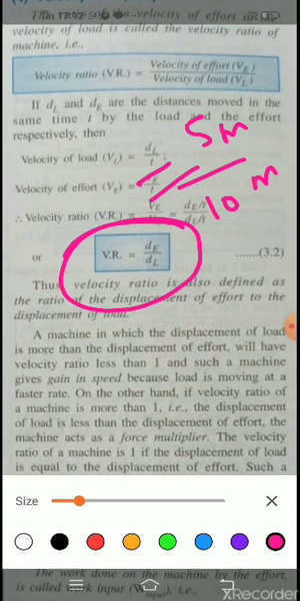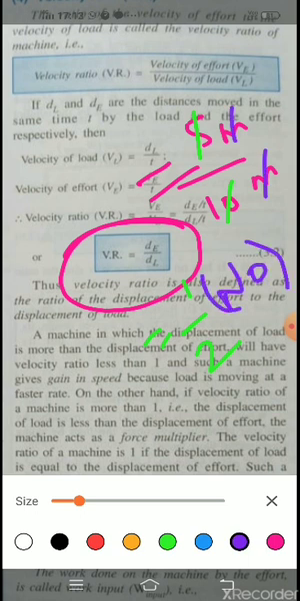You try to cancel them. So if you cancel them, it will become 1 by 2. Now both of them are the same unit, so meter and meter will get cancelled, therefore there is no unit. So your velocity ratio does not have any unit.